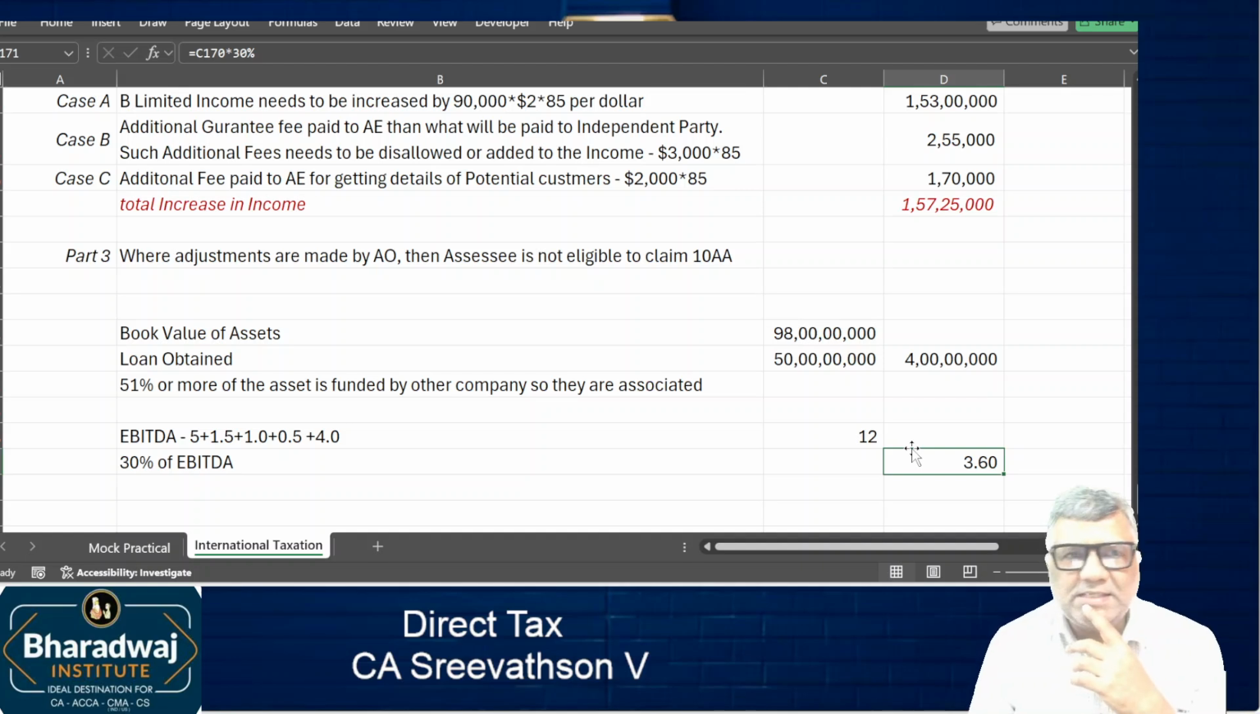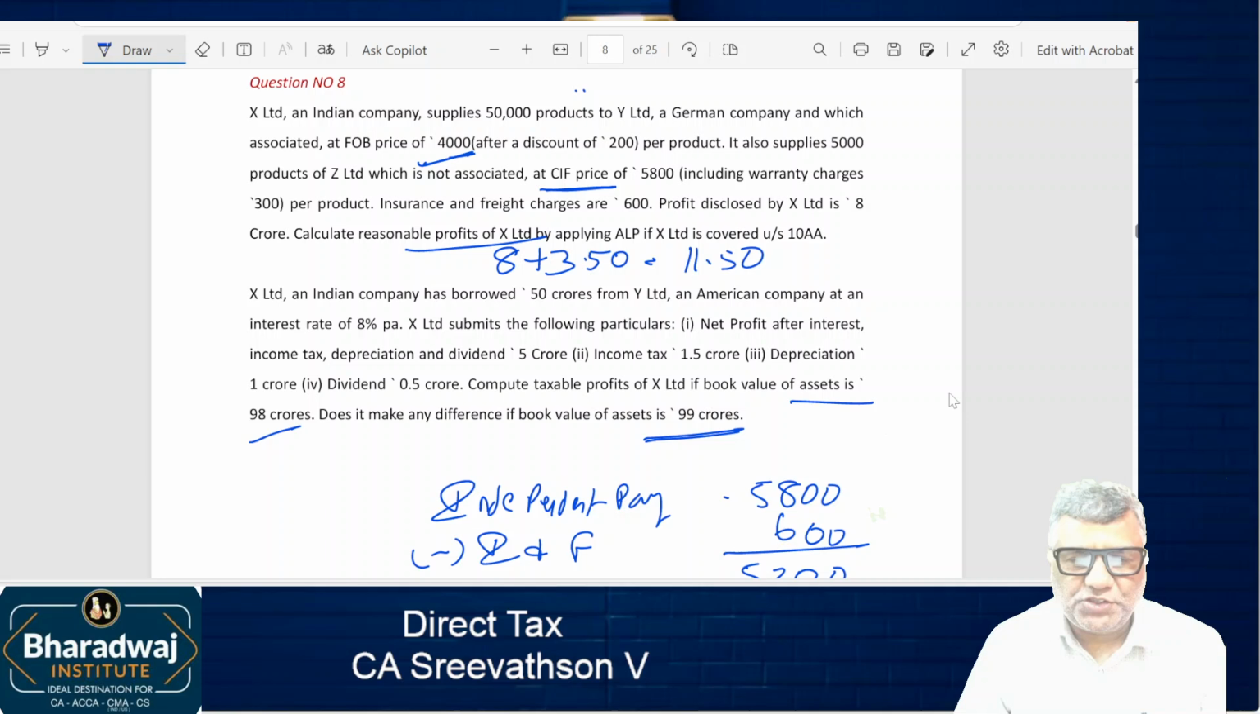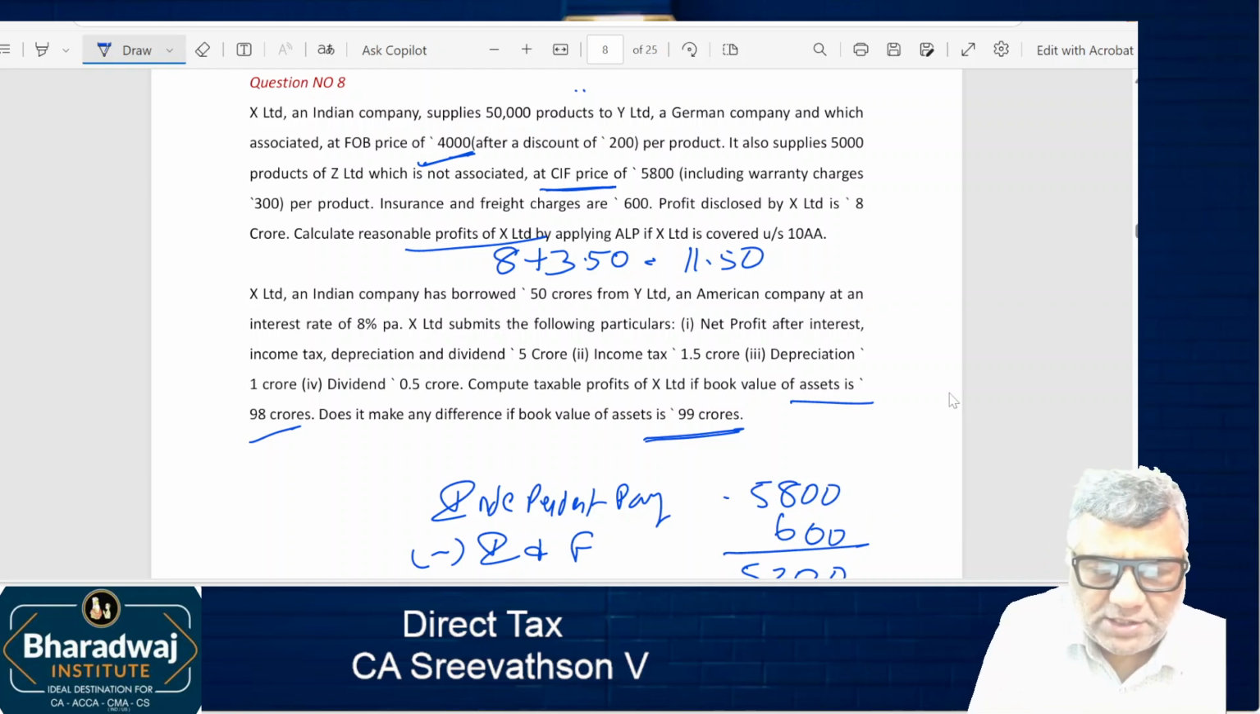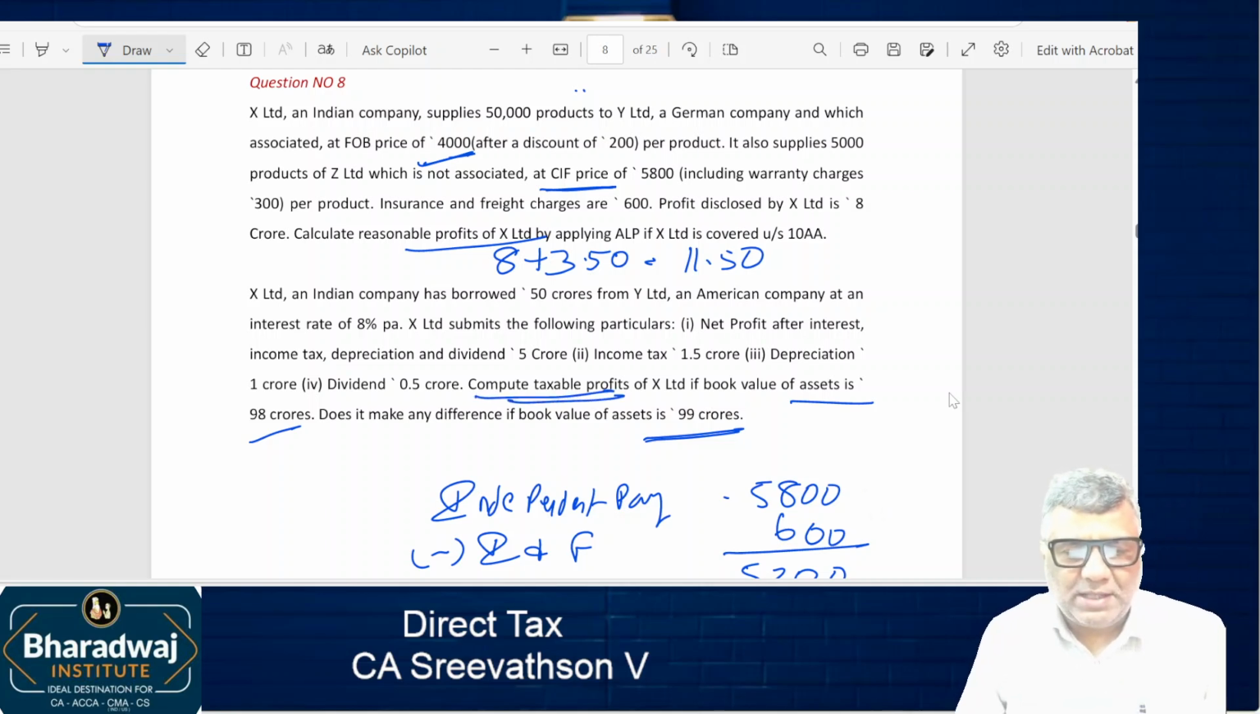3.60. So another 40 lakhs you cannot claim. You can only claim 3 crore 60 lakhs. So 40 needs to be added. X Limited submits net profit, depreciation. Compute taxable profits of X Limited.